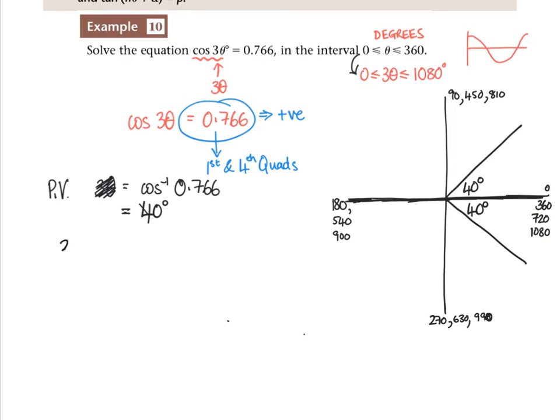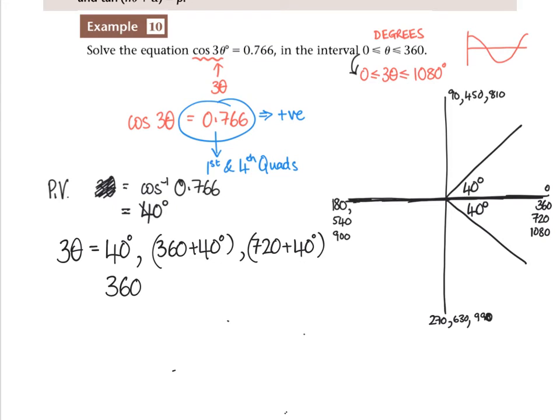So 3 theta then, is what we were working with, is equal to 40 degrees. So I'll work with the first quadrant first of all, then 360 plus 40 degrees, and then 720 plus 40 degrees. So that's the first quadrant. And then we've also got the fourth quadrant, which is 360 minus 40 degrees. That's the first time round. The second time round it'd be 720 minus 40 degrees. And the third time round, 1080 minus 40 degrees.